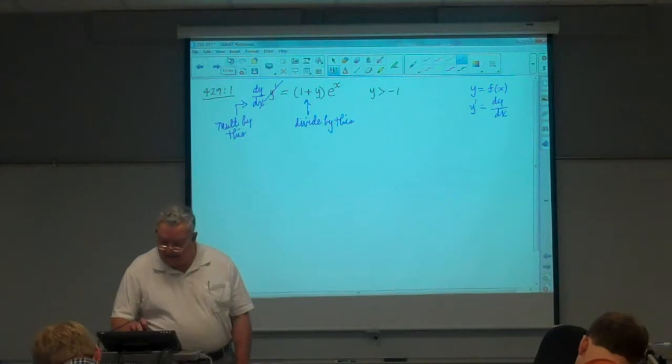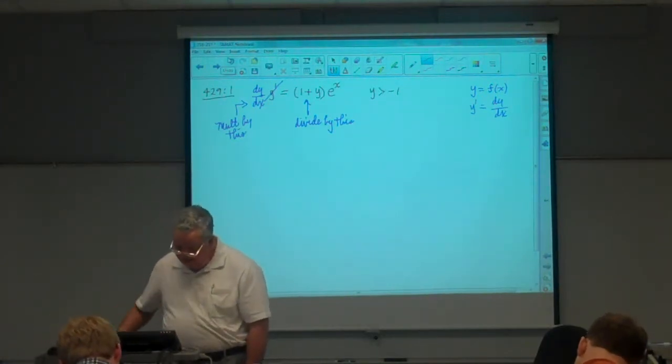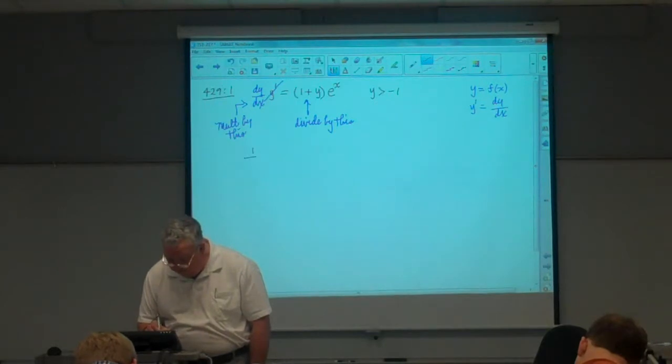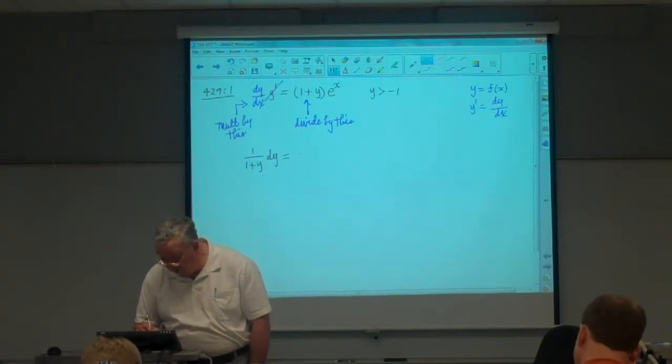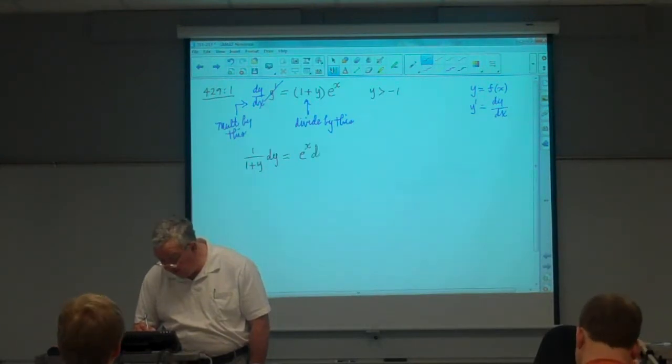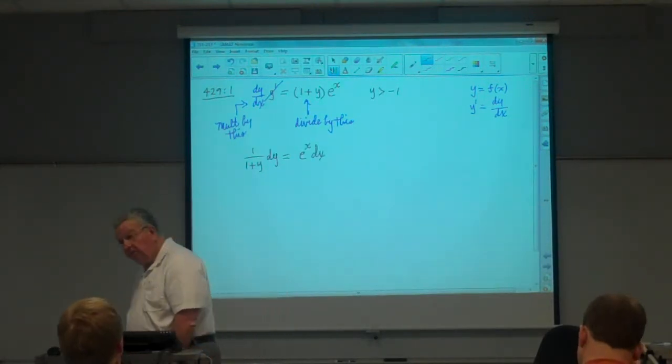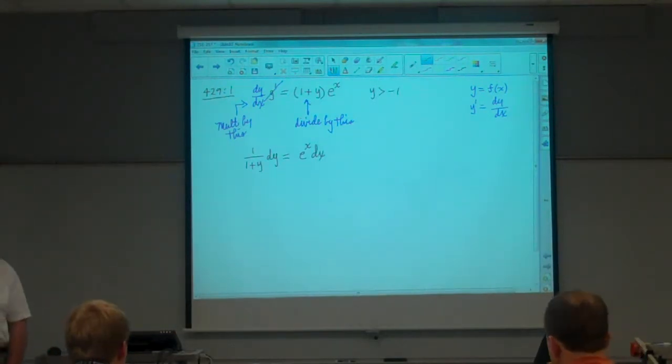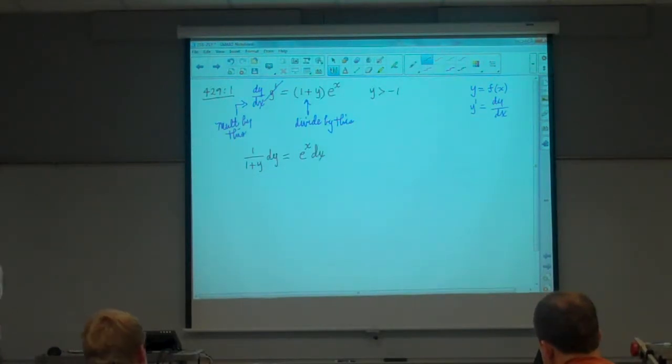So I think what I have now is 1 over 1 plus y dy is equal to e to the x dx. And is that slick or what? Because now you can integrate both sides, can't you? I'll get the right side, you get the left side. What about that left side? What is it?